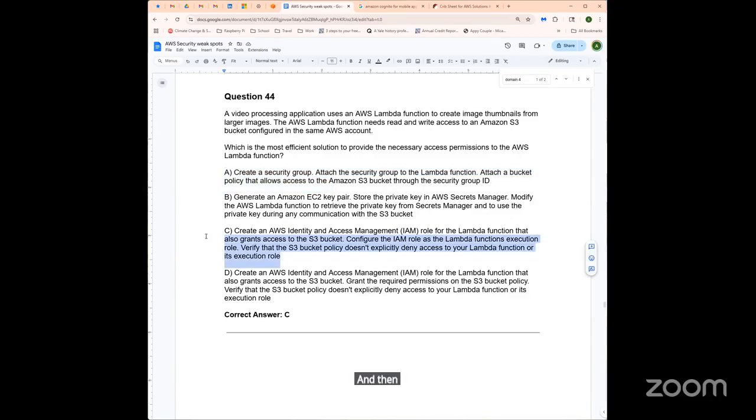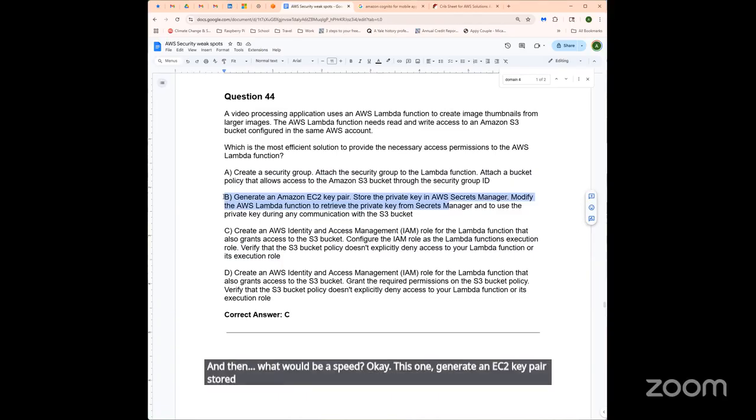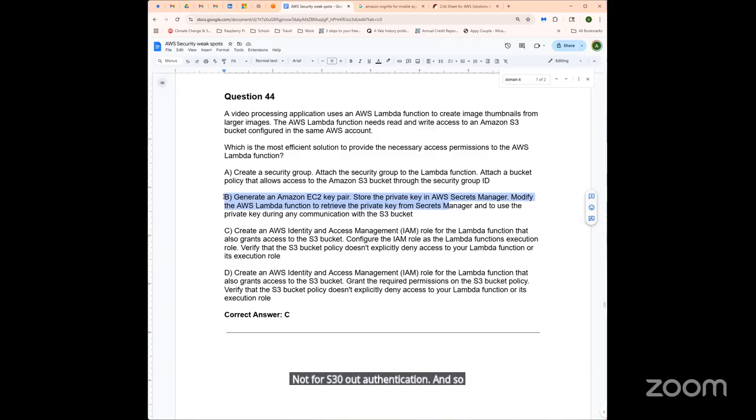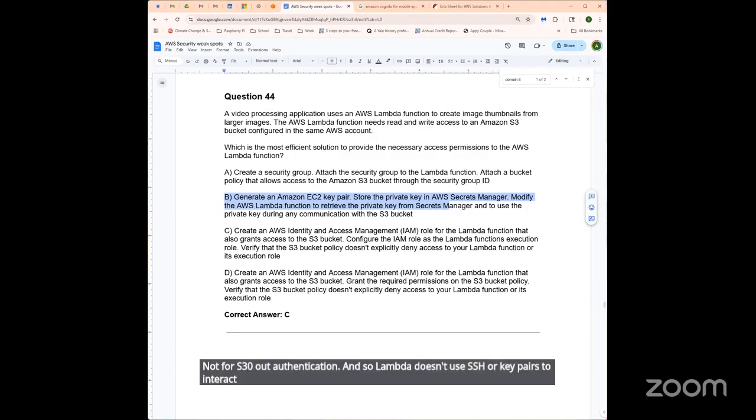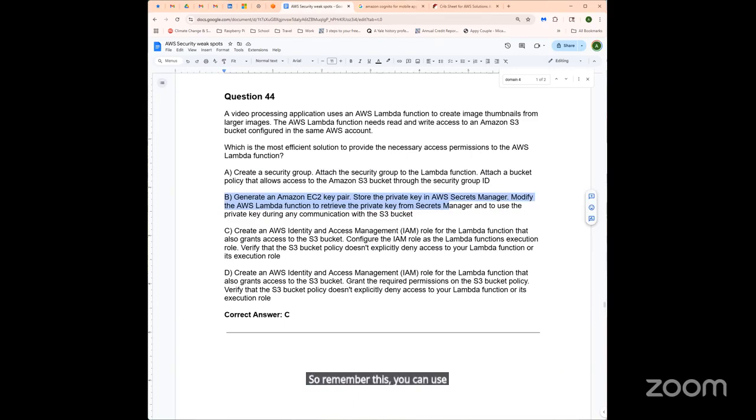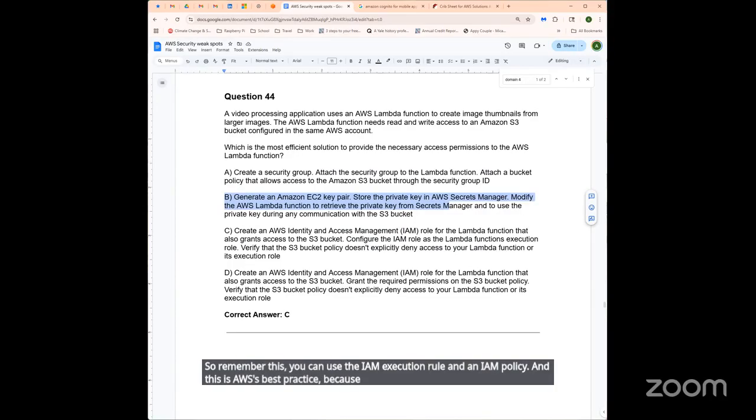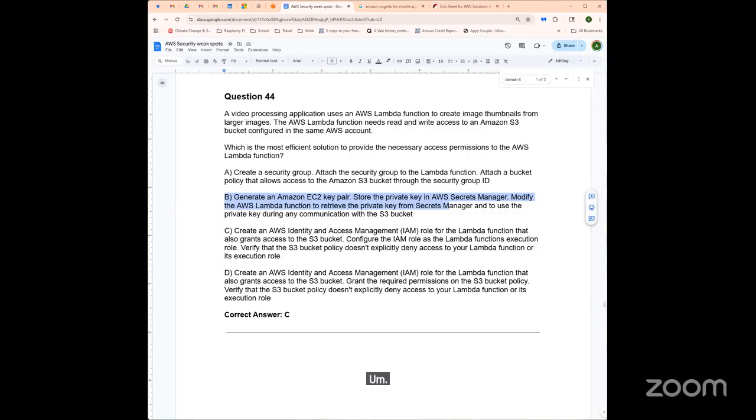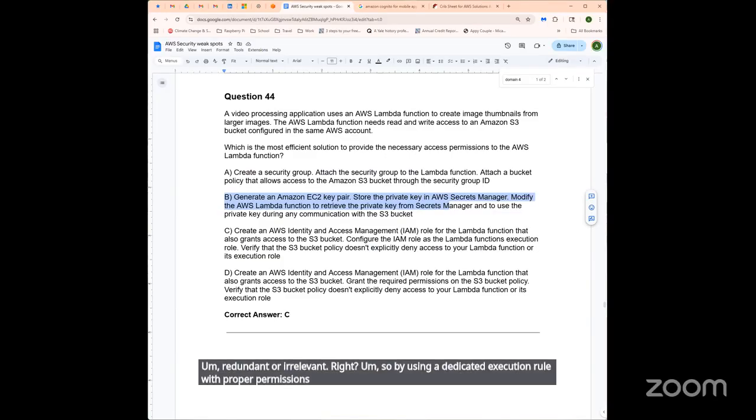And then what would this be? Okay, this one: generate an EC2 key pair stored in Secrets Manager for S3 access. That's irrelevant. EC2 key pairs are used for SSH access to EC2s, not for S3 authentication. Lambda doesn't use SSH or key pairs to interact with S3. So remember this: you can use the IAM execution role and an IAM policy. This is AWS's best practice because it has least privilege and seamless access. Everything else is unnecessary, redundant, or irrelevant, right? By using a dedicated execution role with proper permissions and confirming the S3 bucket doesn't explicitly block access, you've got this solved.